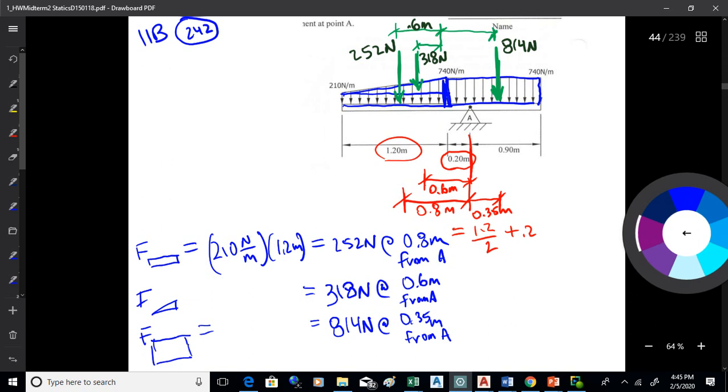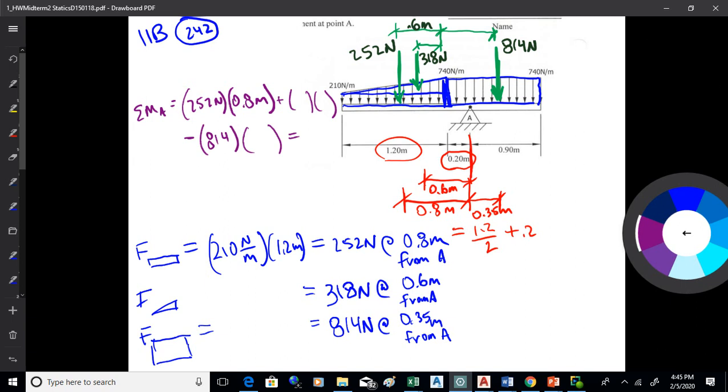Okay, and this is going to get a little messy here, but I just never quite have enough space. So the sum of moments about A will be, what, 252 newtons times the 0.8 meters, you're going to have another thing to put in there, and then minus the 814 newtons times its moment arm. And when you sum all that up, you're going to get sum of MA, and that will come out to be actually negative 1314 newton meters.